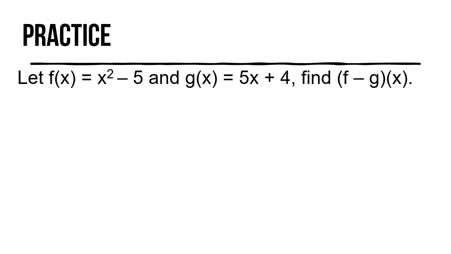Let f of x equals x squared minus 5 and g of x equals 5x plus 4. Find f minus g of x. Okay, pause the video now.